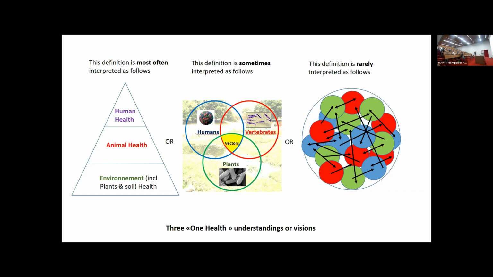there is also another definition, sometimes interpreted as three components: human, vertebrate, plants in a given environment, and for us, in the middle there is a vector. So there are interconnections. But the real definition, which is very rarely used or interpreted, is this one. It is something very, very complicated, a network of relationships between all the components of the environment. And in this slide, I've presented only human, plants, animals, and the environment is around. One Health is something very complicated with a lot of interactions. And it is what we are doing every day.